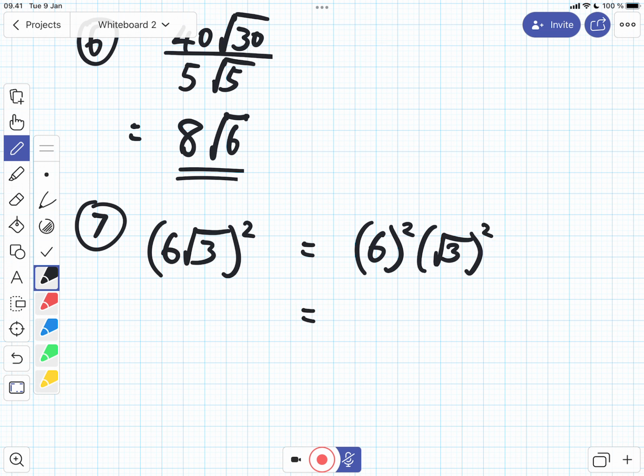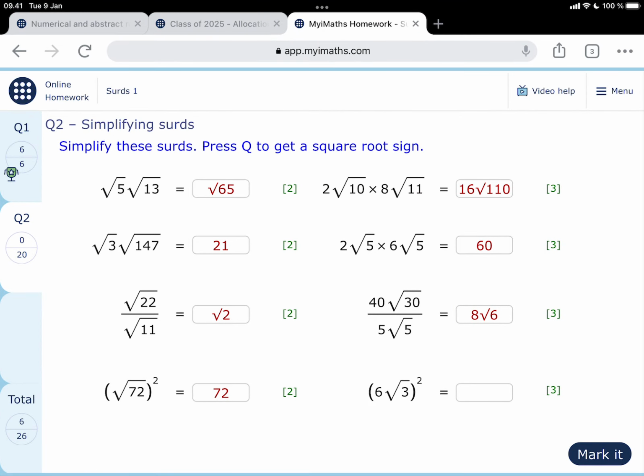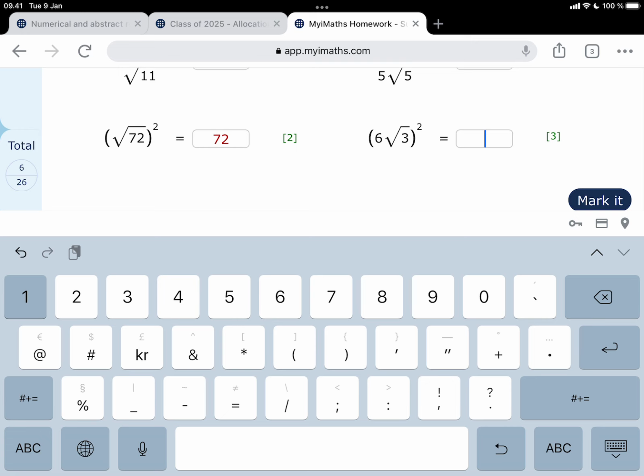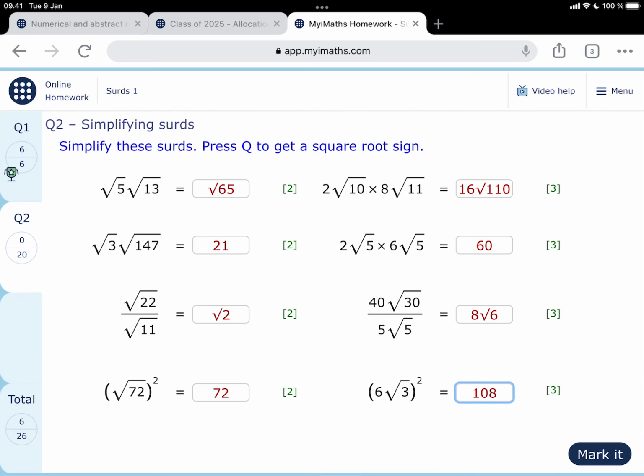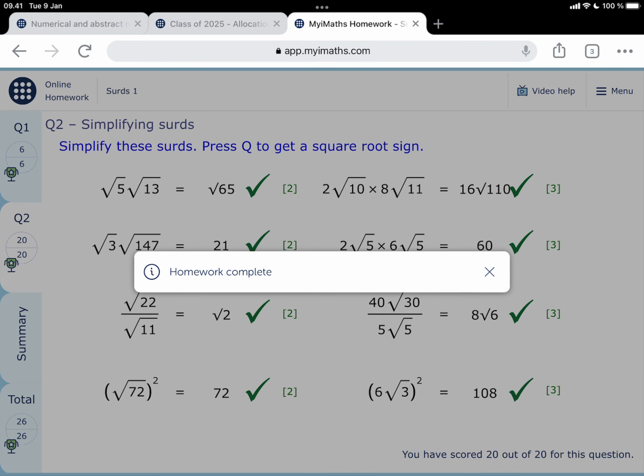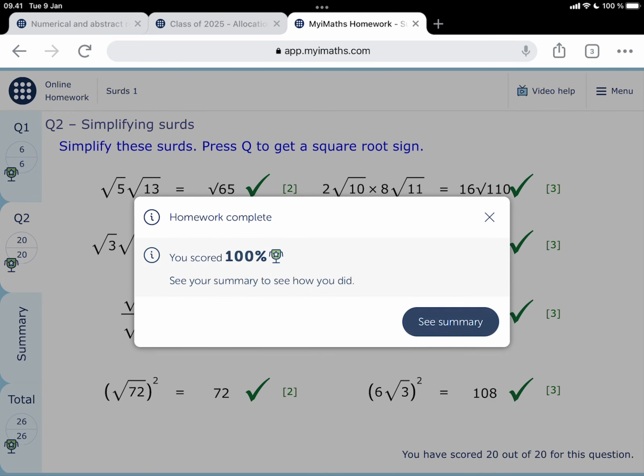6 squared is 6 times 6, which is 36. And the square root of 3 squared is just 3, because the square root and the squaring cancel each other out. So that's 36 times 3, and 36 times 3 is 108. There we go. Let's mark that. And 20 out of 20. Super duper.